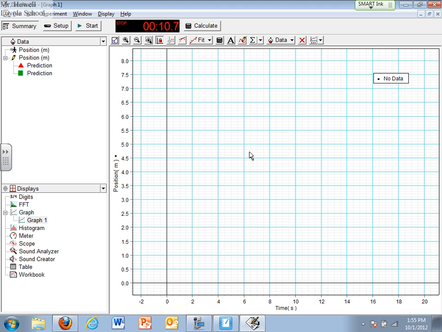Remember, this is all about position versus time. That's the graph we're looking at today, right now. Other people, who else wants to try?